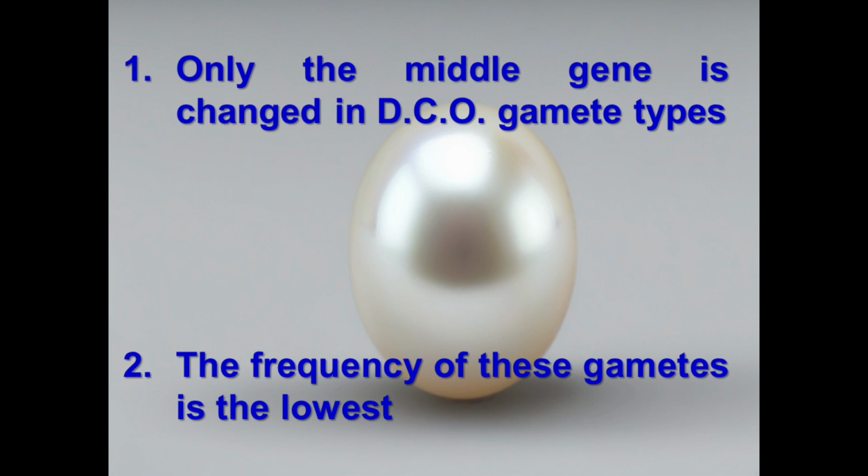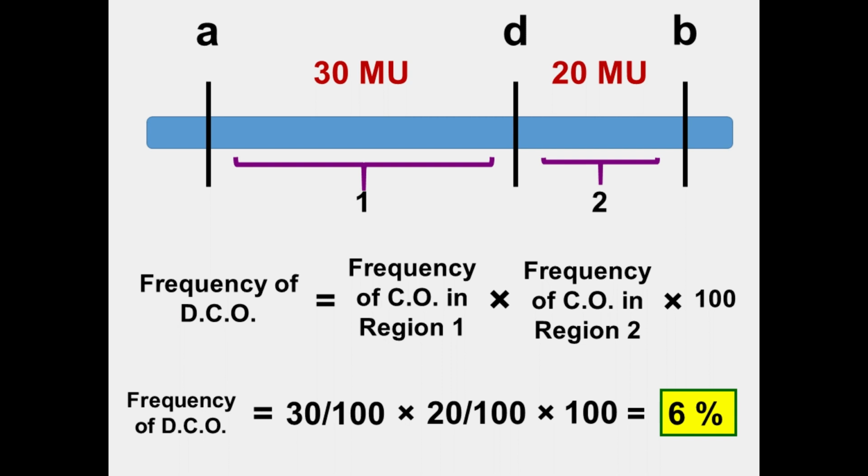So, when we are dealing with three linked genes, there are two very important points that we must always remember. Number one, only the middle gene is changed in double crossing over gametotypes. And number two, the frequency of these gametes is the lowest. Here you see a simple example that shows why the frequency of offspring resulting from double crossovers between three genes is the lowest among all offspring.